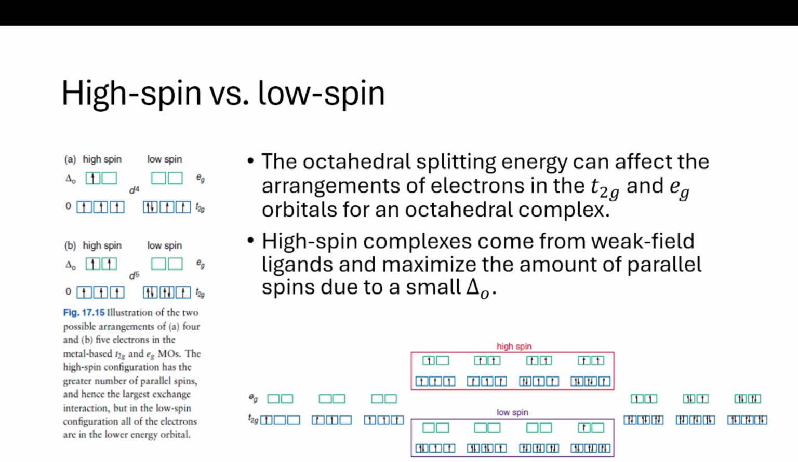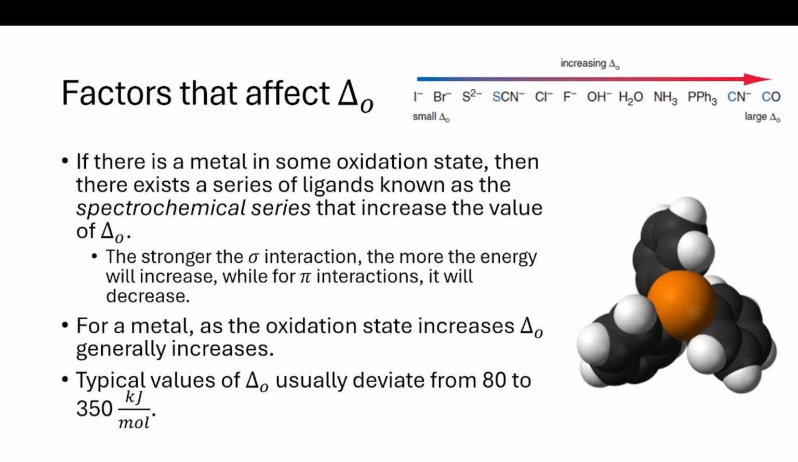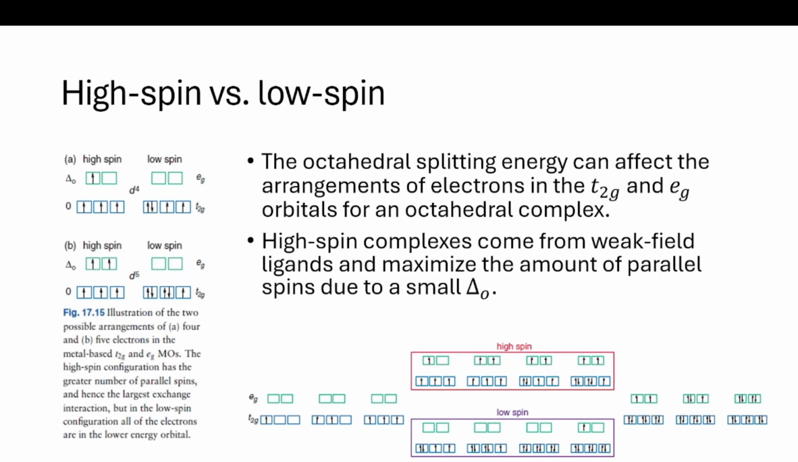Now, if you're trying to remember this for an exam, here's a general rule. Weak field ligands, such as bromide, iodide, or thiocyanate ions, will create high spin complexes due to a small splitting energy. However, ligands such as carbon monoxide will have a larger splitting energy, meaning that you're going to get a low spin complex. So weak field, high spin; strong field, low spin.